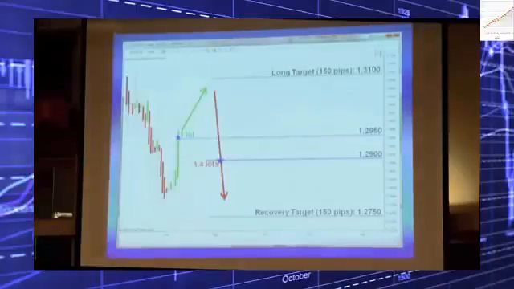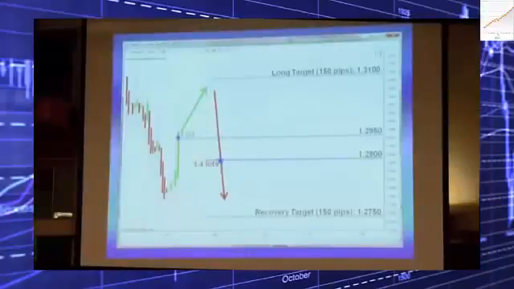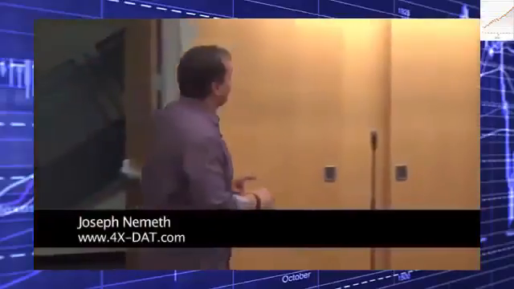So you do the math for me. How much will I be up here? Anybody? 1.4 times 150? 210. So aggregate, I'll be what? 10 pips up. I'll close my entire sequence, which started off with a long trade. I'll close the sequence on my recovery target with a 10 pip profit, even though the market went against me.